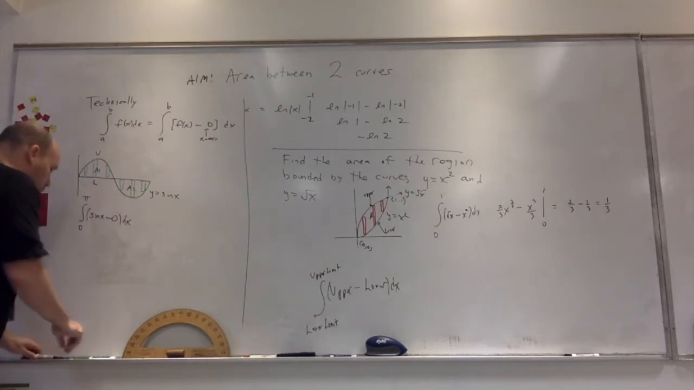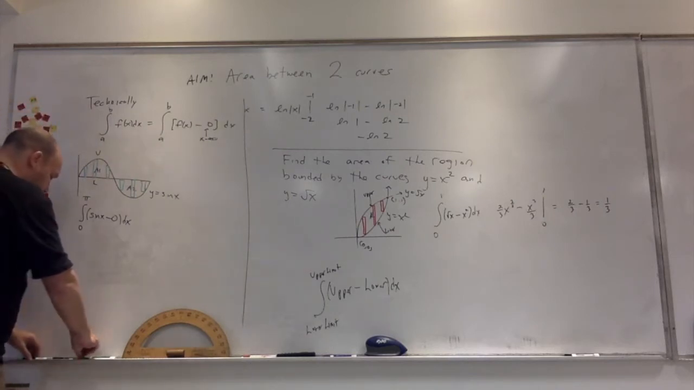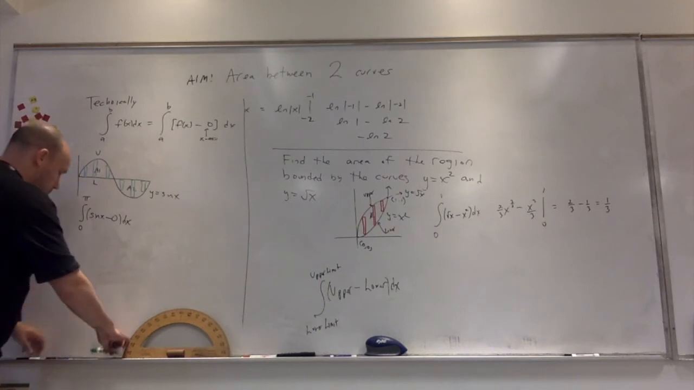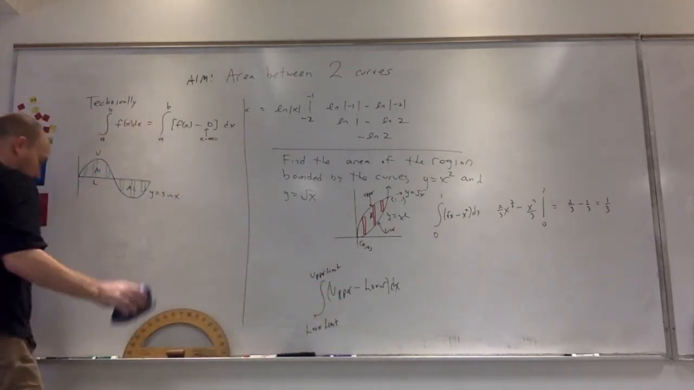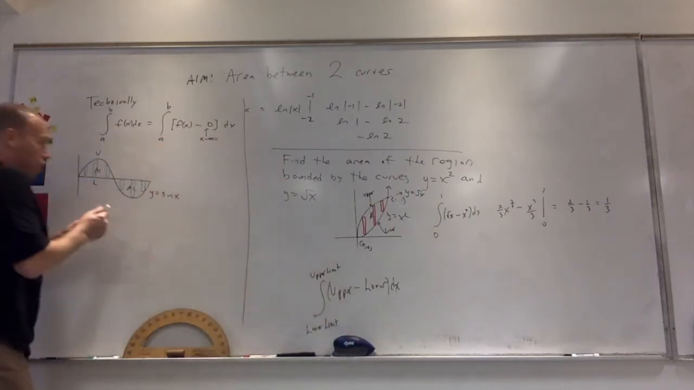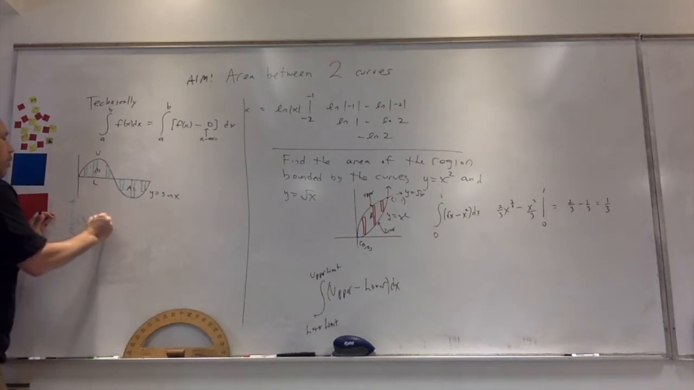You know what? Let me use the colors that I used. So, let's start with blue. Once again, this is from 0 to pi, and the upper curve was sine, and the lower curve was 0.